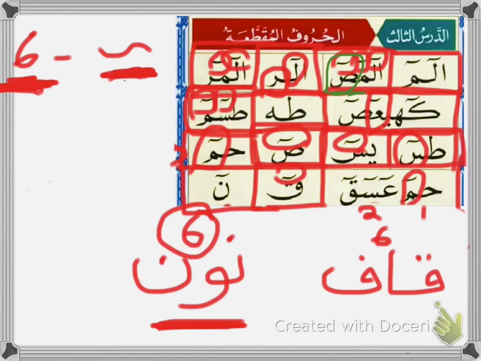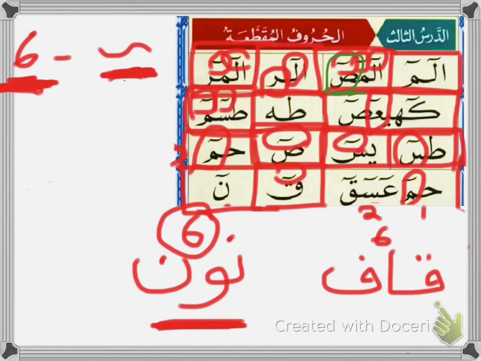Ha Mim. That's the first ayah. And the second ayah is Ayn, Sin, Qaf. That's the second ayah. So practice them, so inshallah, when you start reading the Quran, you know how to read these al-huruf al-muqatta'a.